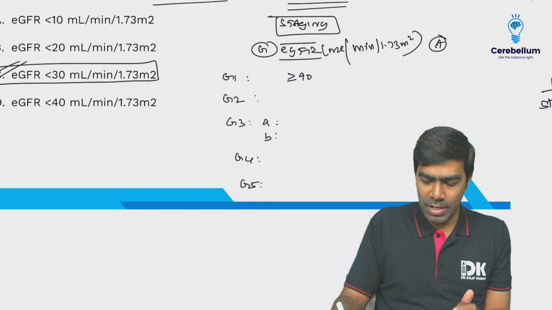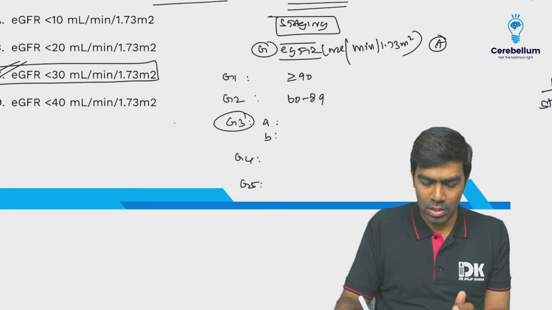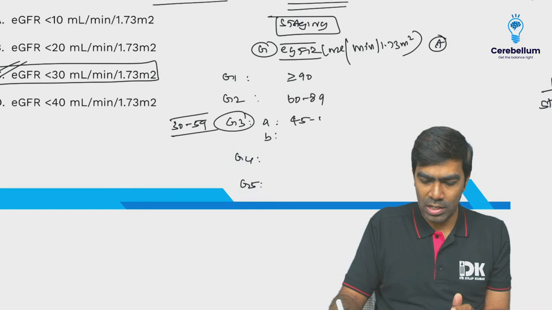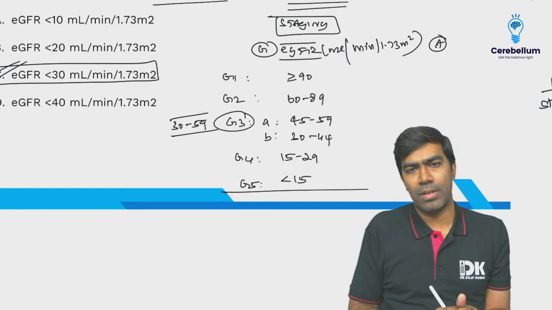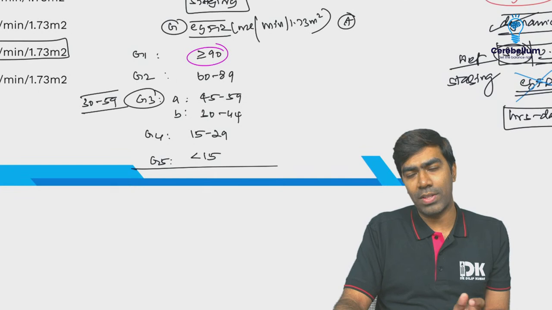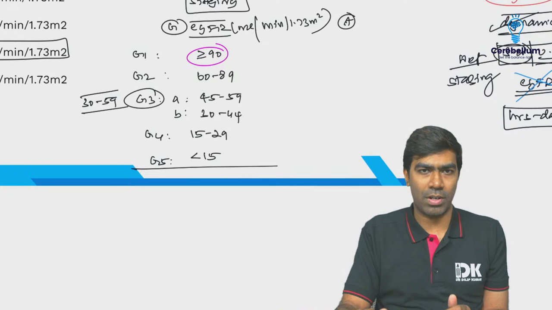G2 means the patient will be having a GFR of 60 to 89. G3 means somewhere around 30 to 59. But in that, G3A stands for 45 to 59. G3B means 30 to 44. And G4 means 15 to 29. And G5 means less than 15. So this is the G staging. Which means patients can have CKD even at a normal GFR. That's a very important point. That was an exam question once upon a time. Patients can be diagnosed with CKD even at a normal GFR.